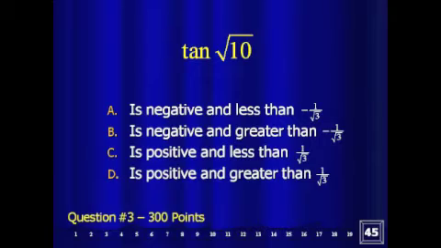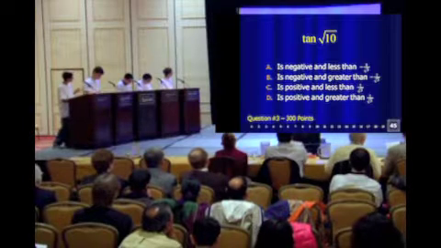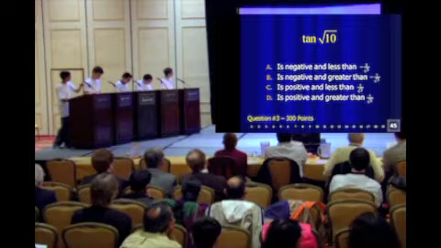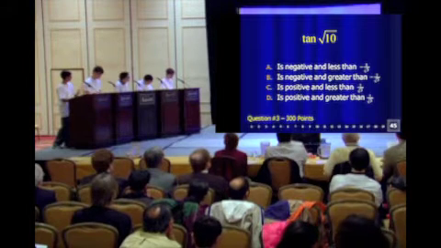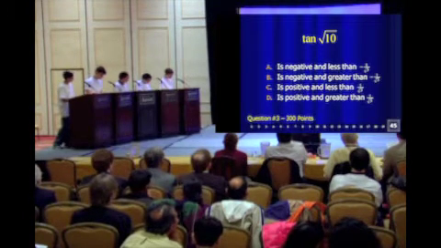All right, here comes question 3 for 300 points. Again, this is in radians. Tangent of the square root of 10 is negative and less than negative 1 over the square root of 3, is negative and greater than negative 1 over the square root of 3, is positive and less than 1 over the square root of 3, or is positive and greater than 1 over the square root of 3. It's worth 300 points. Everyone understand the question? All right, and you have 45 seconds.